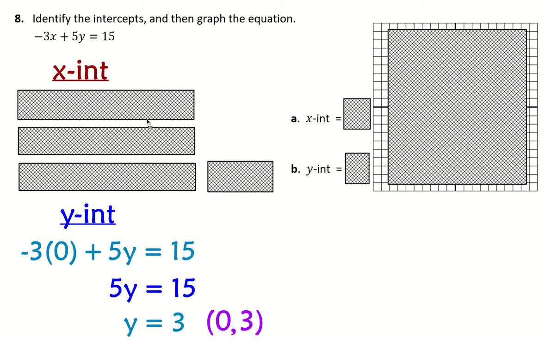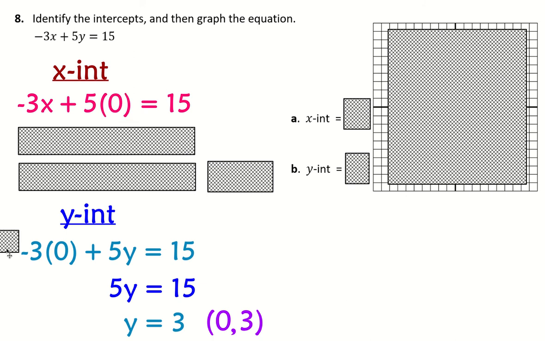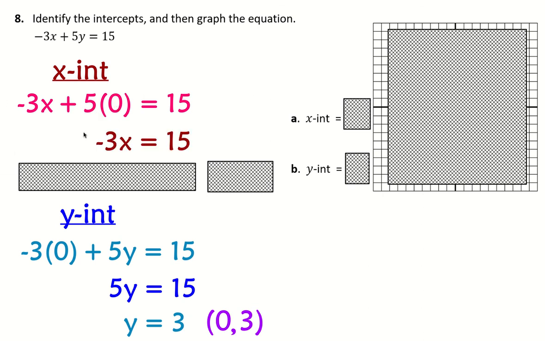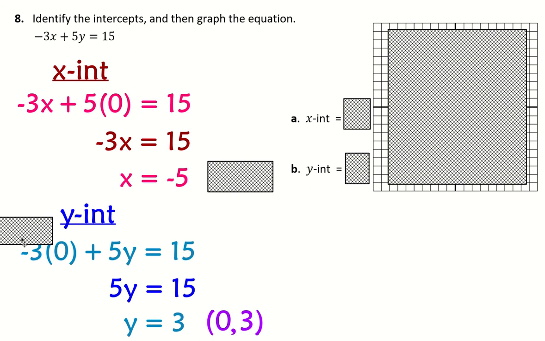And likewise, you can do the same but opposite to find the x-intercept. Plug in 0 for y, and it'll flush out the x-intercept. It's easy because 5 times 0 is 0. So this becomes negative 3x equals 15. Divide both sides by negative 3, and you have negative 5, which in full coordinates is negative 5, 0.